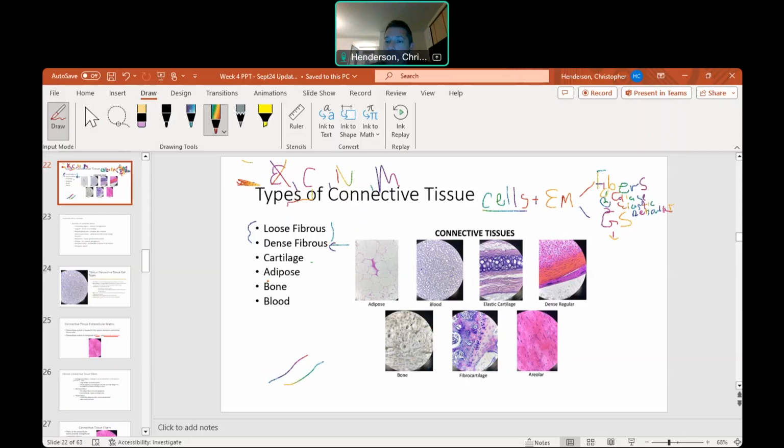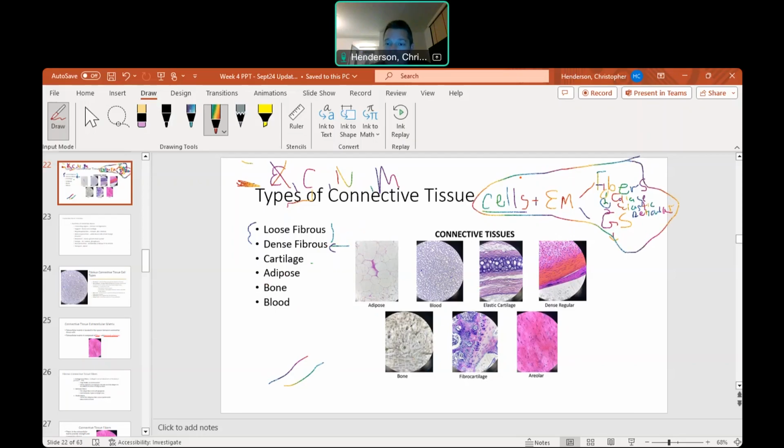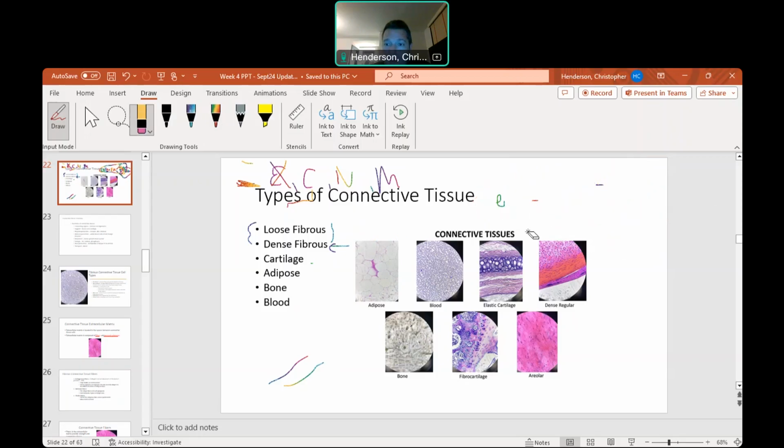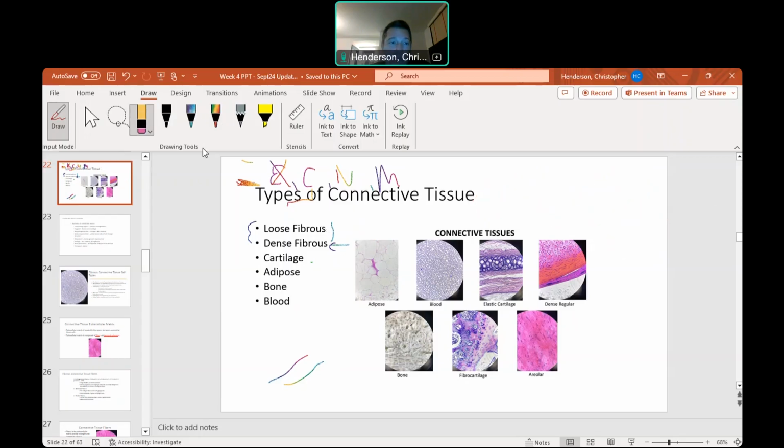So when we talk about these different tissue types, there's going to be some sort of combination of cells, fibers, and ground substance. So make sure you know this: what is connective tissue made out of? Make sure you know the three fibers. Okay, so now we're going to get into our different connective tissue types, and we're going to explain each of them.